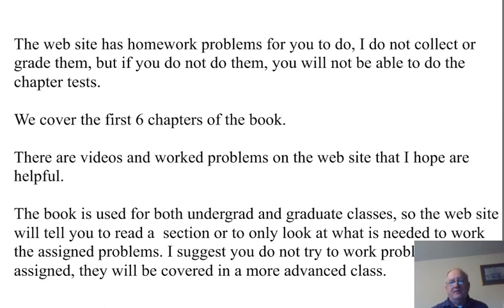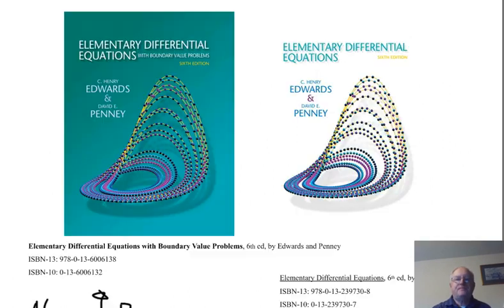The book we're using is used for both undergraduate and graduate classes. So the website will tell you to either read the entire section or only look at what you need in the book to work the assigned problems. I suggest that you do not try to work problems outside the assigned problems. They should be covered in a more advanced class.